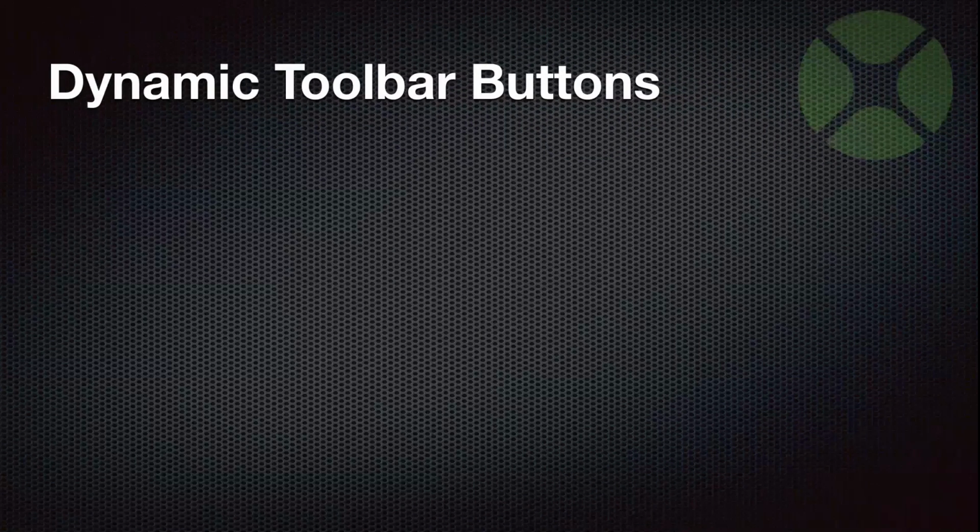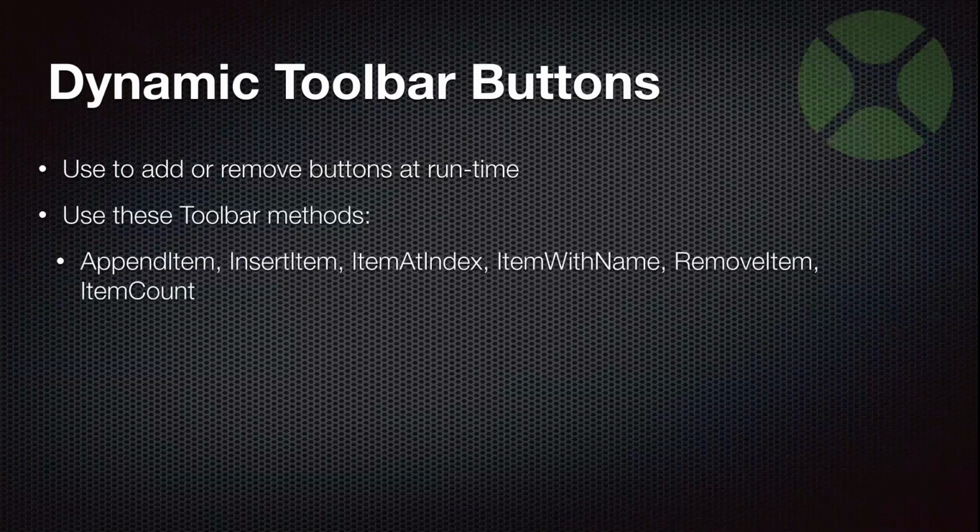You can also create buttons, control them and move them around, and do whatever you want with buttons on a toolbar dynamically when your program is running, rather than doing it all up front at design time. There's a variety of methods available to you. You can use append or insert to add new buttons to the toolbar. You can use item at index and item with name to find particular buttons that are already on the toolbar. You can remove buttons from the toolbar, and you can get a count of how many are on the toolbar. So you could use item at index to iterate through all the buttons on the toolbar, for example. Lots of different options here.